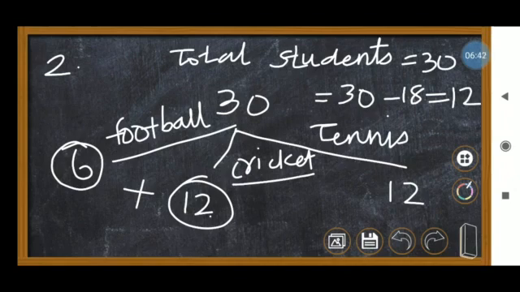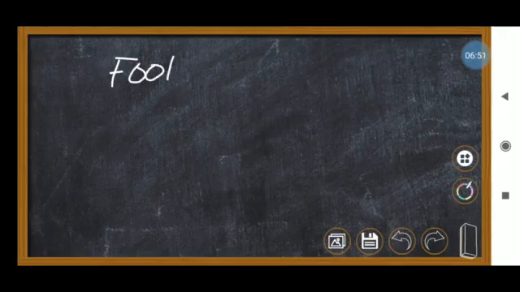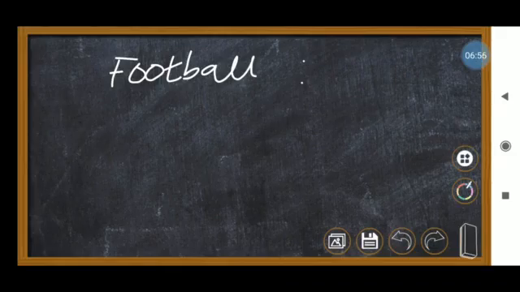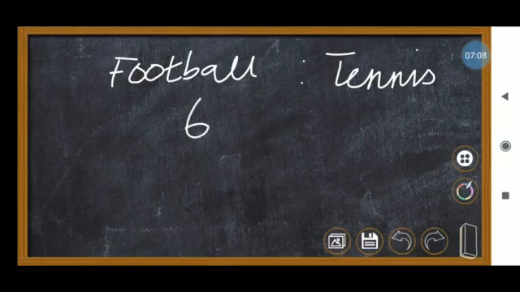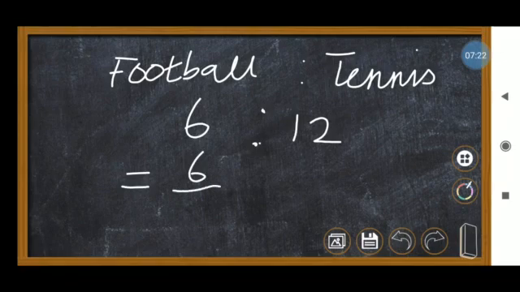Okay, so question number 2, subdivision A: what did they ask? The number of students liking football to the number of students liking tennis. So football to tennis, what is the ratio? First you have to know how many students like football: 6 like football, so 6 is to tennis, and just now we found the tennis value, 12. So here you have to put a colon. 6 is to 12, which we can write as 6 divided by 12.